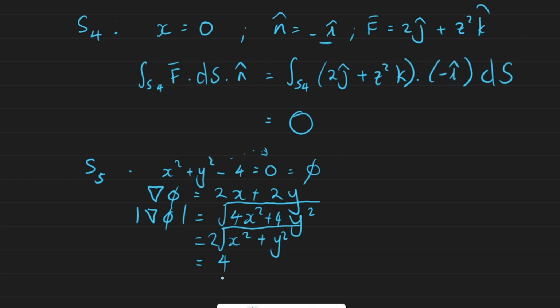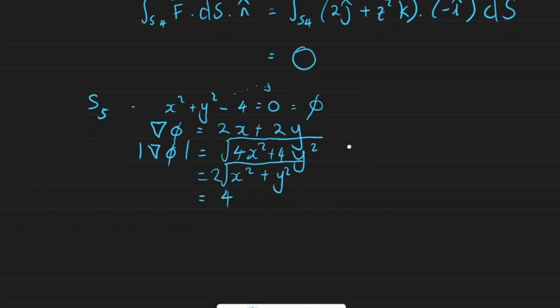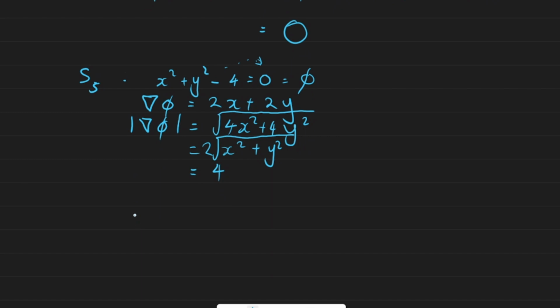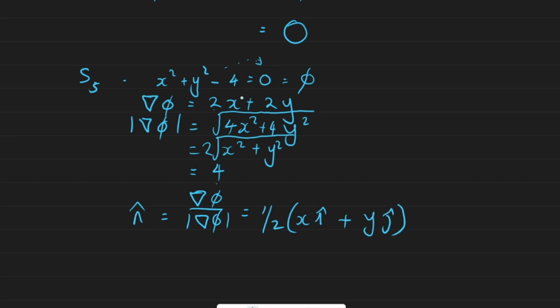So if we were to now find the unit normal vector, that is, of course, the gradient vector divided by the magnitude of the gradient vector. And we see it's essentially 2x plus 2y divided by 4, so that's a half. So we have a half into xi plus yj. So my apologies, I forgot the i and the j here. Okay, so now that we have the normal vector, we can now proceed with our integration.